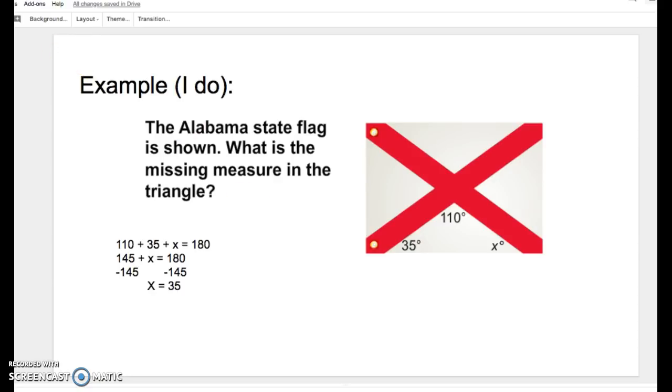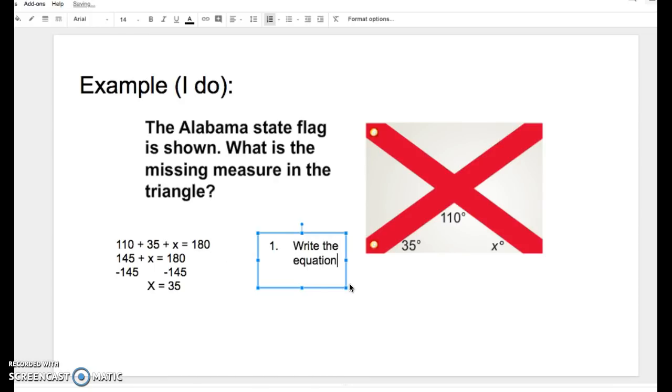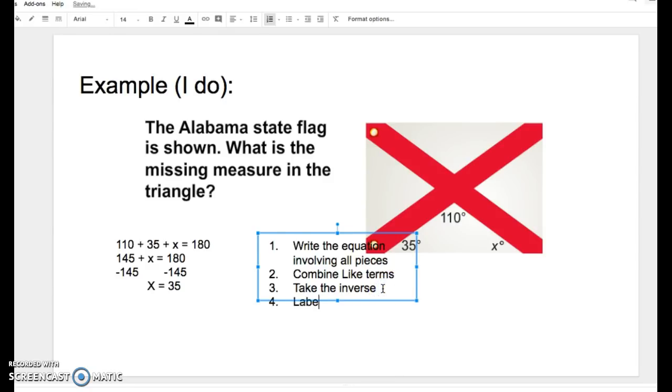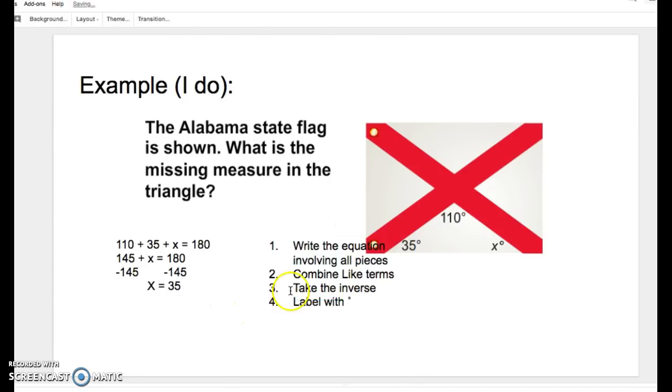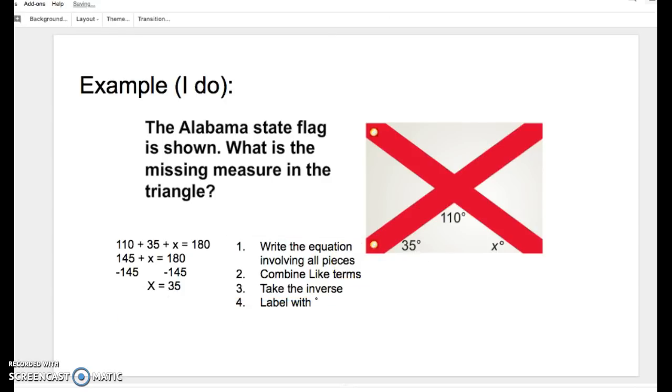So if you guys are wanting steps to put into your notes, these are the steps I would take. One, write the equation involving all pieces. The second step would be to combine like terms. The third step would be to take the inverse, and then after you take the inverse, you'll have your degrees, and then make sure you label with the degree symbol. Okay, so that's the steps that I would put in your notes if you would like those notes.